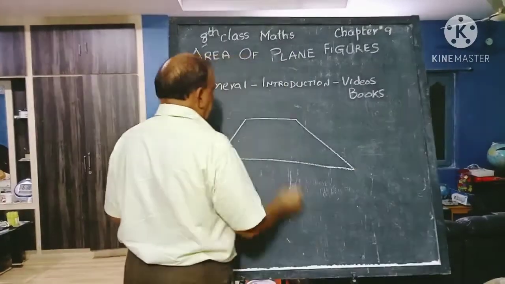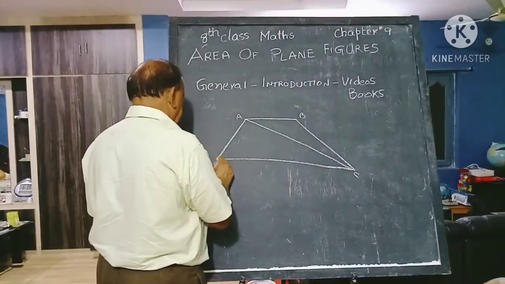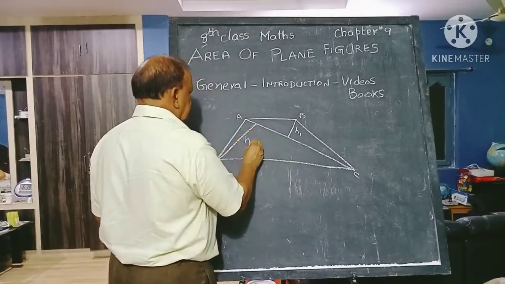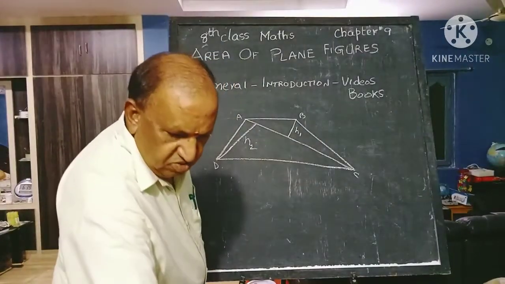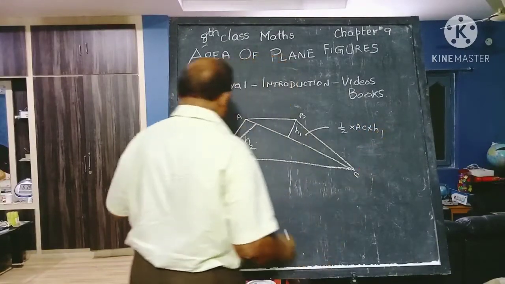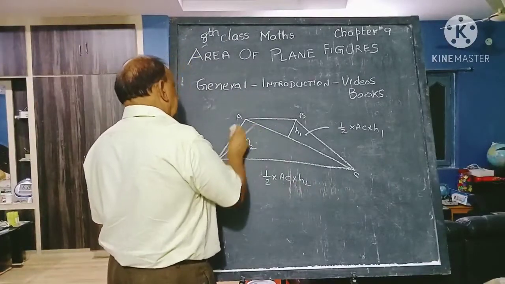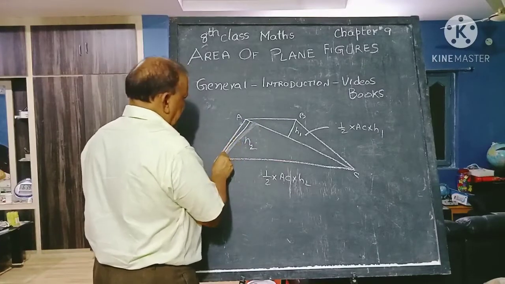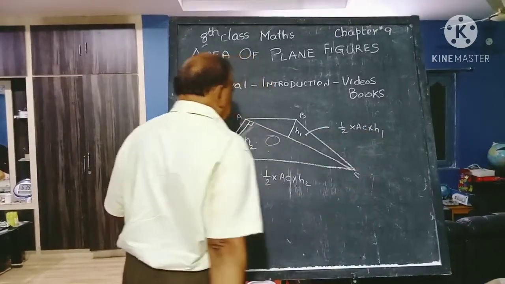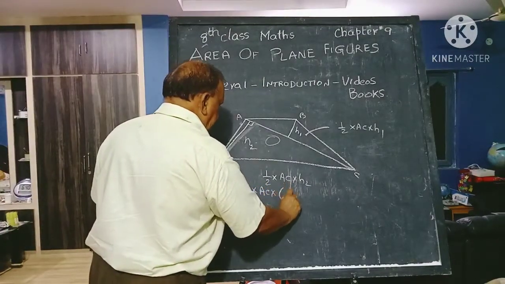In the case of a quadrilateral, suppose you join one diagonal. Say this is A, B, C and D. Suppose this height is H1 and this height is H2. If you take the triangle ABC, the area is half of AC into H1. The second one is half of AC into H2. So the total area of the quadrilateral is equal to half into AC into H1 plus H2.